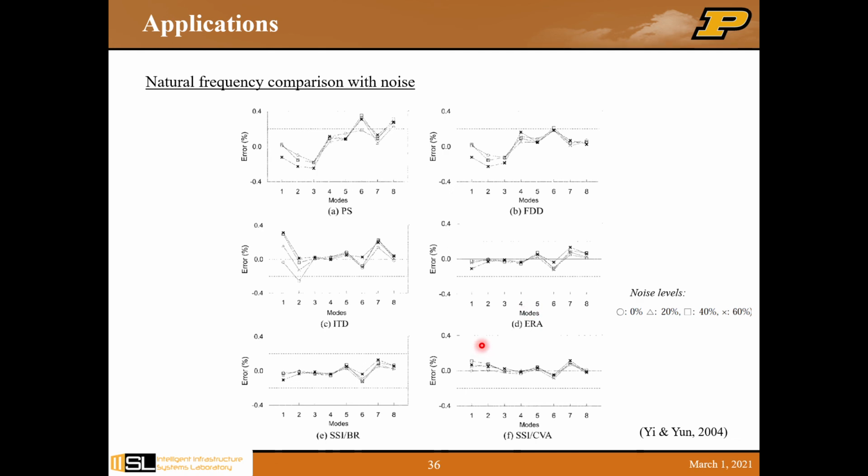Secondly, let's look at the effect of noise level on the accuracy of natural frequency identification. You can see that, again, ITD is not quite good when the noise level is high, but ERA and SSI did quite a good job. They are quite robust to the noise level.